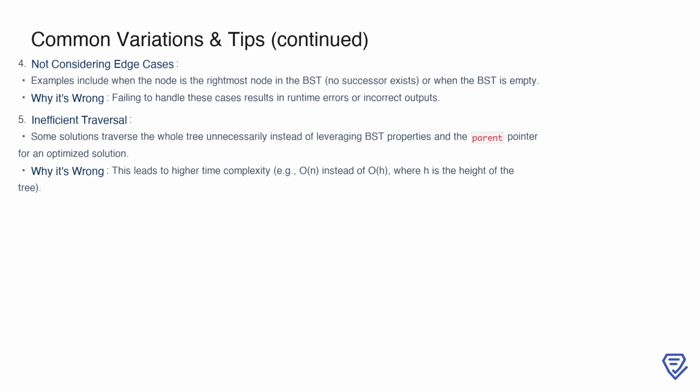Another inefficiency arises when solutions traverse the entire tree unnecessarily, ignoring the advantages of the parent pointer and the properties of a binary search tree. This can lead to a time complexity of O(n) instead of the more optimal O(h), where h represents the height of the tree. Ensuring your approach is both efficient and robust is crucial to solving this problem effectively.